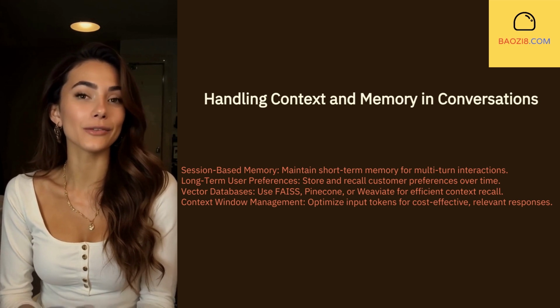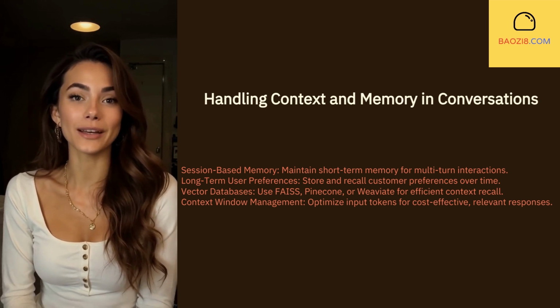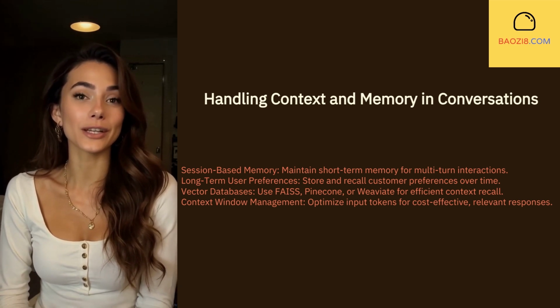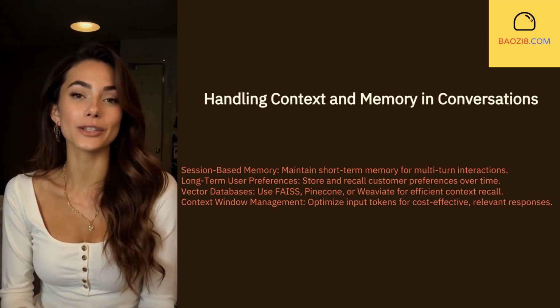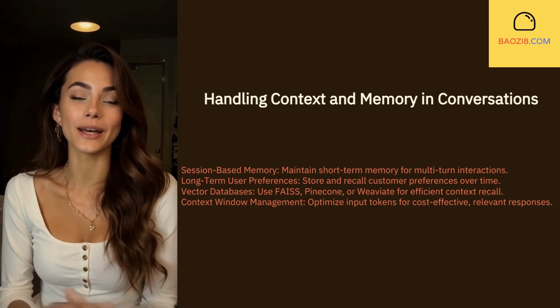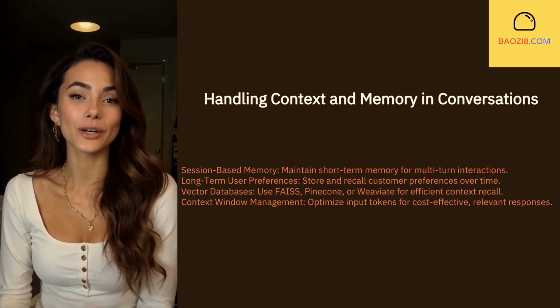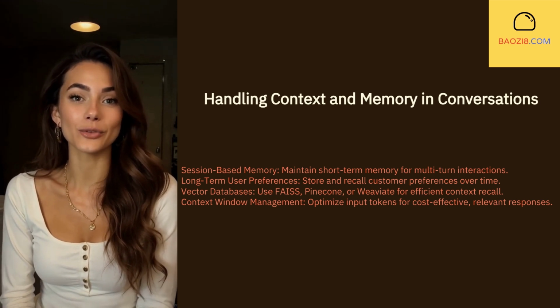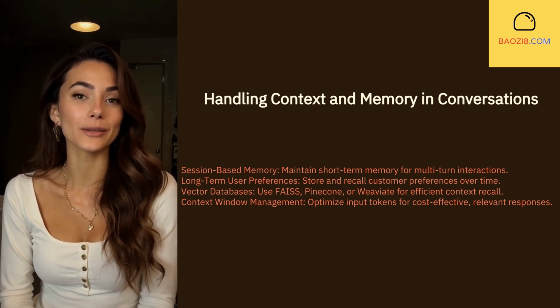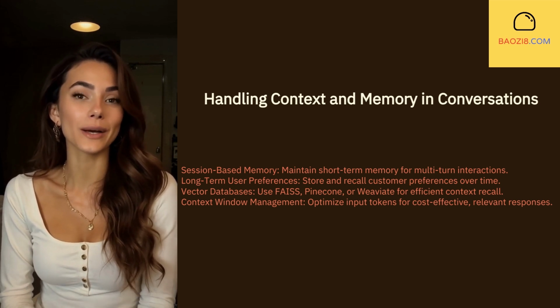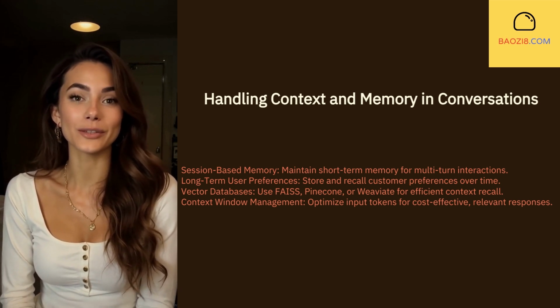Vector databases like FAISS, Pinecone, or Weaviate allow efficient retrieval of past interactions, enabling the chatbot to reference prior conversations when needed. Managing the context window efficiently is also crucial. LLMs have a fixed token limit, so retaining only relevant context while discarding unnecessary history is essential for optimizing costs and accuracy. Methods like sliding window attention or dynamic truncation help balance memory efficiency with performance.